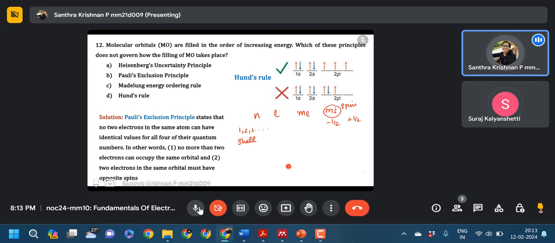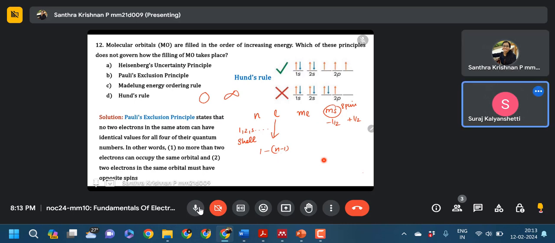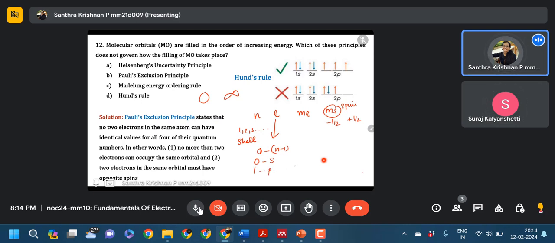So the azimuthal quantum number gives us the shape of the orbital. Suppose you might have remembered that there is spherical shape, then there is dumbbell shape, all those things. And L can have values from 0 till n minus 1. Sorry, it starts with 0, not from 1, 0 to n minus 1. If it is 0, it is s. If it is 1, it is p. So it goes on like that.